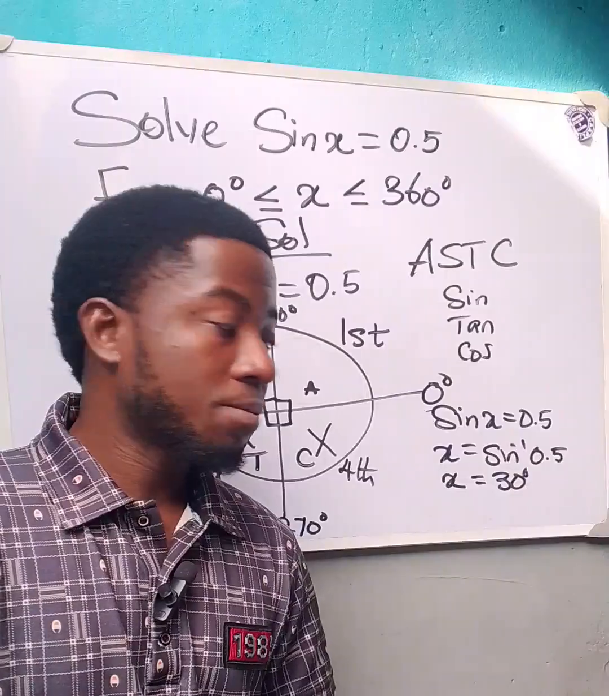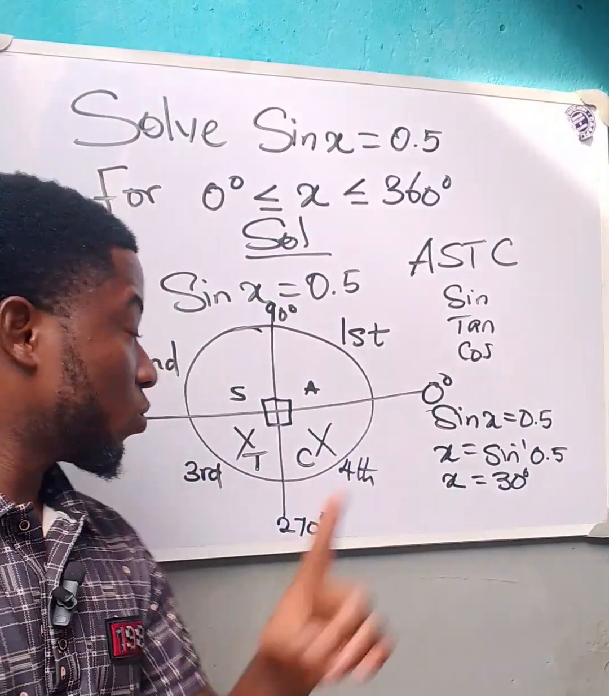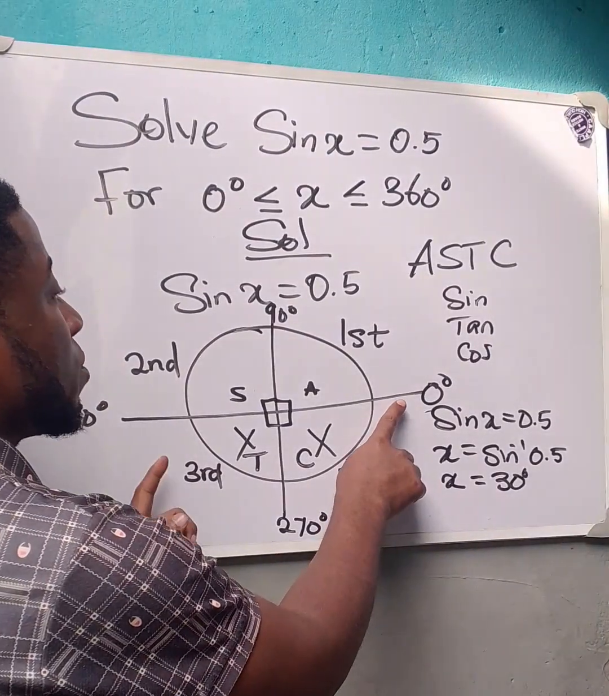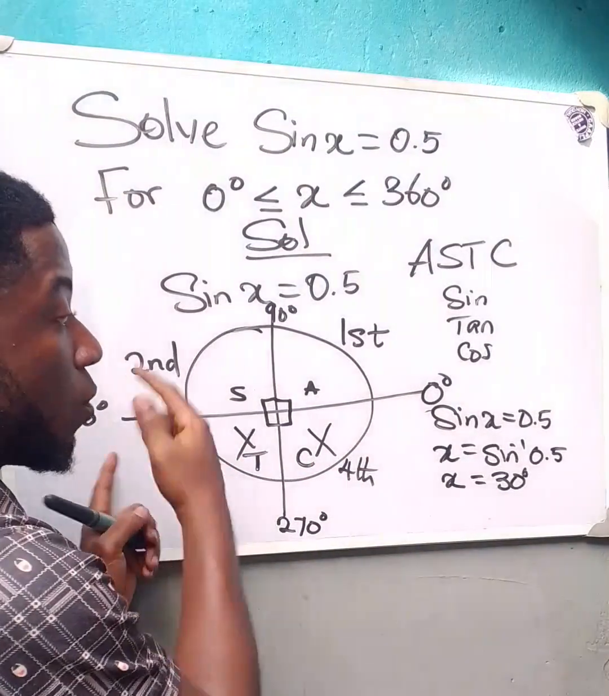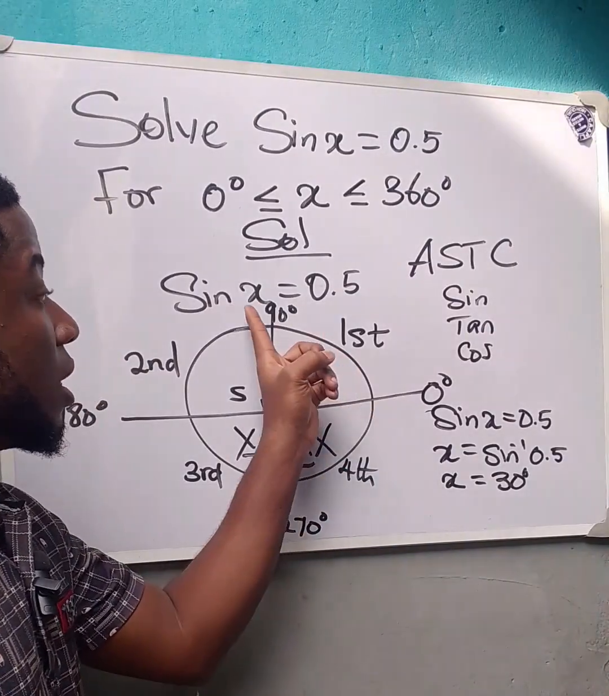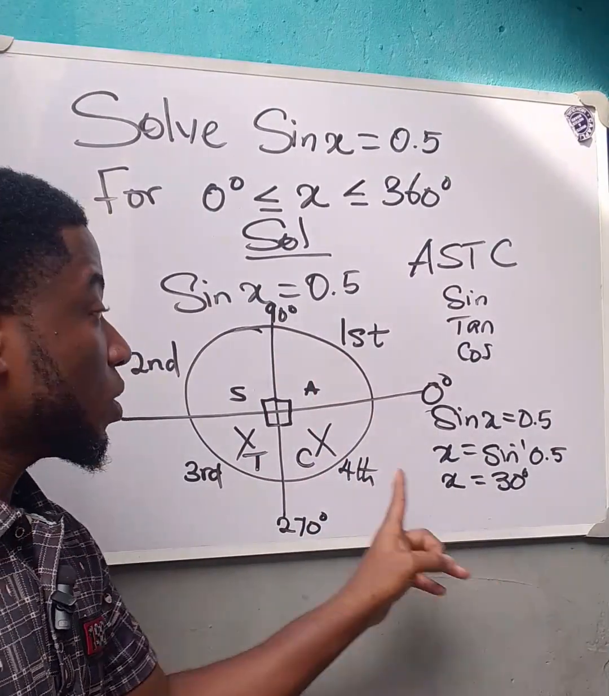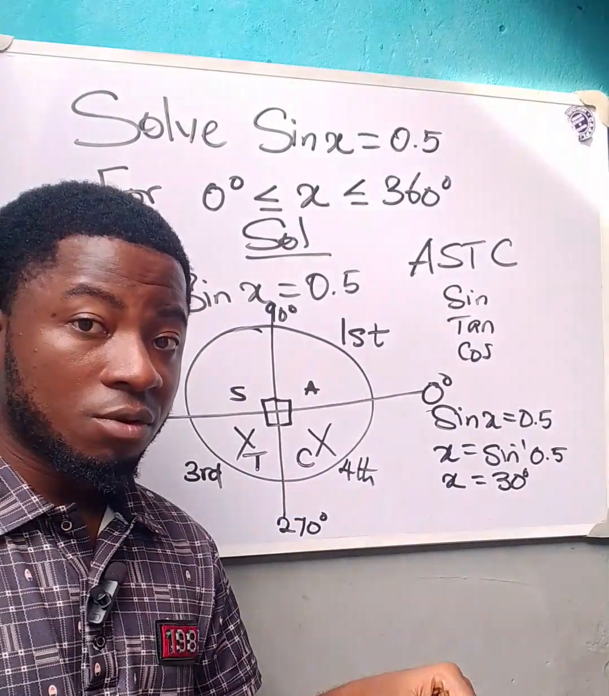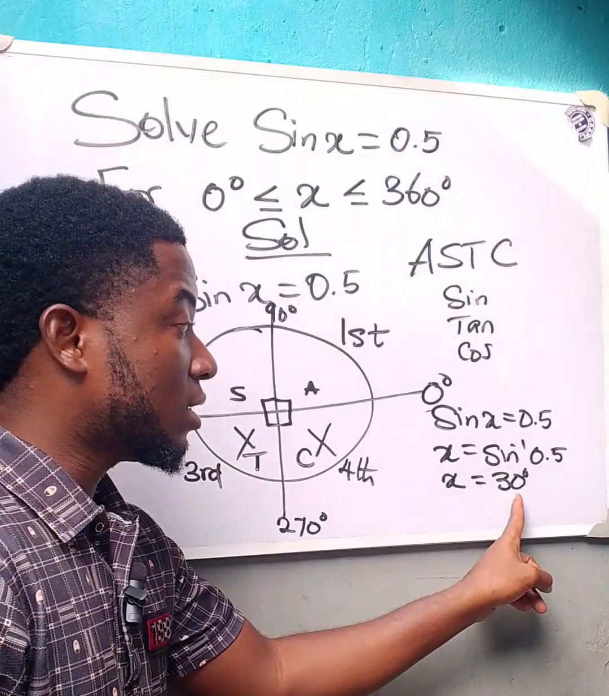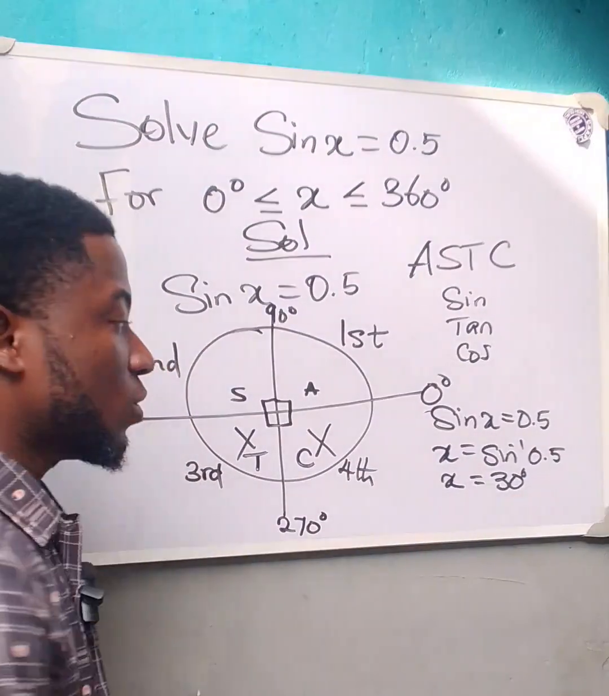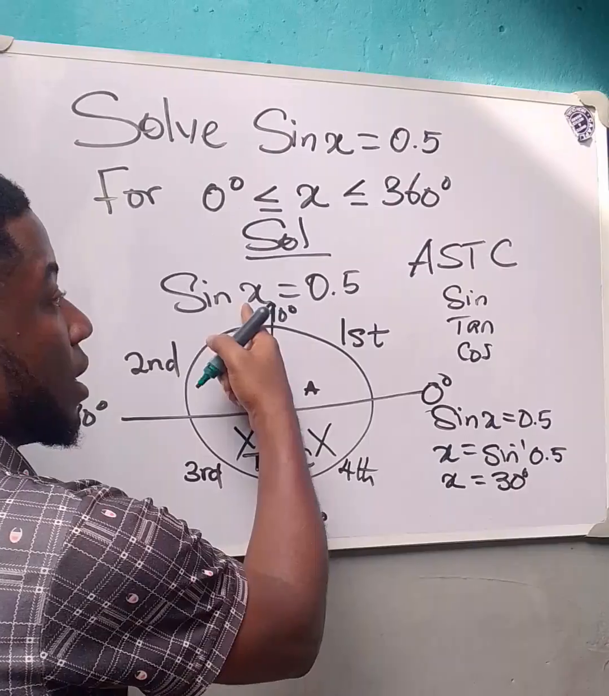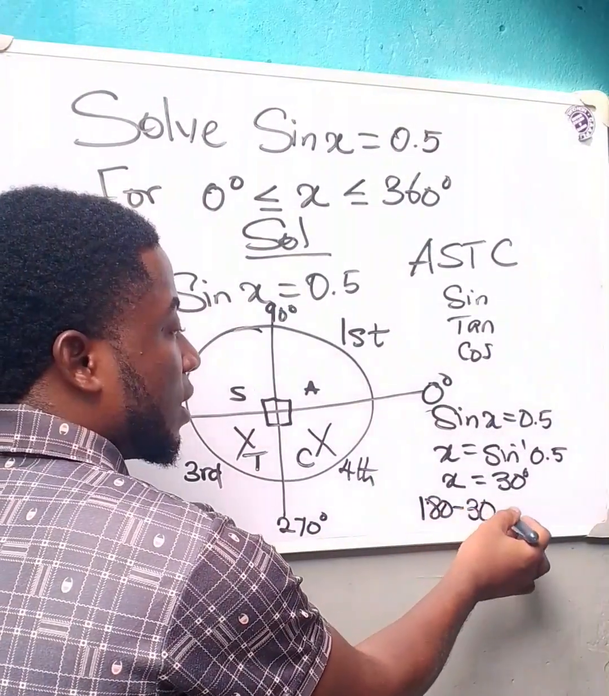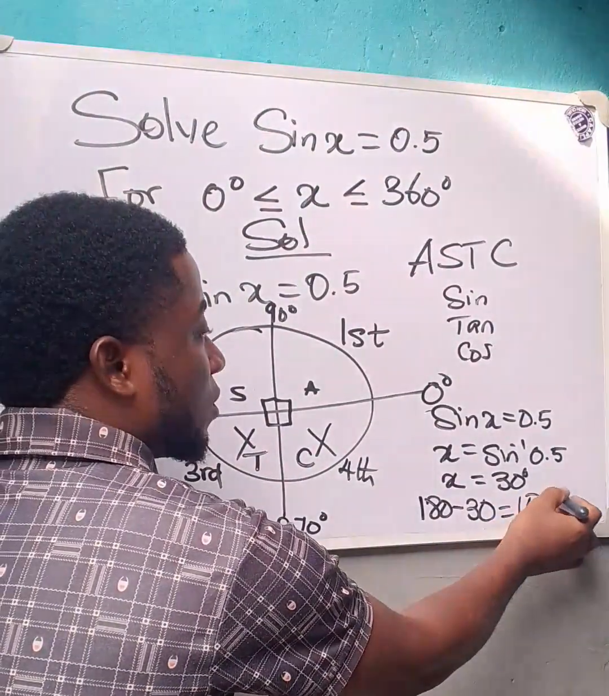Then let's get the angle in the second quadrant. How do we get that? Remember, the second quadrant is from 90 to 180, and we already have our x, this x is already 30 degree. So to get another angle that will have this same value, 0.5, we are going to take this 30 out of 180. So the next value of the angle here will be 180 minus 30, and that is 150 degree.